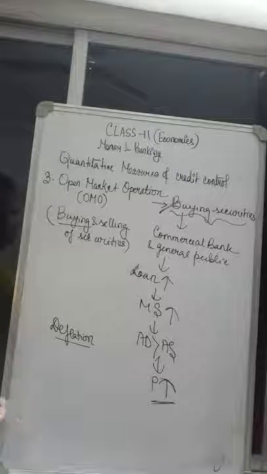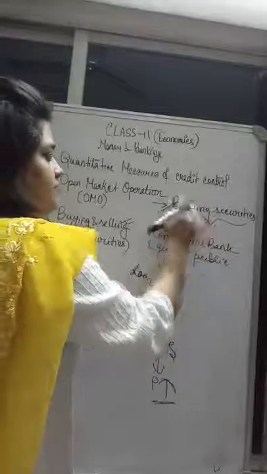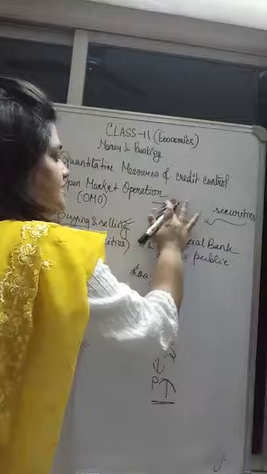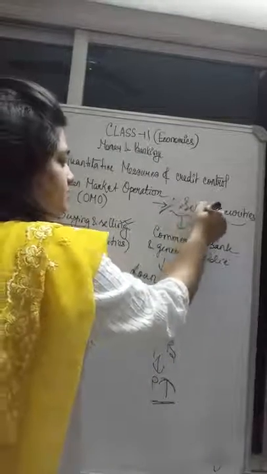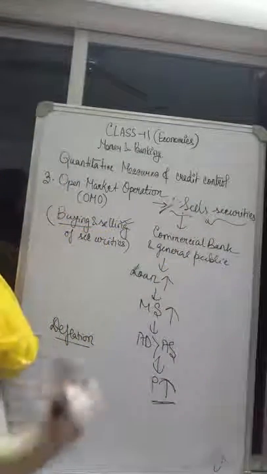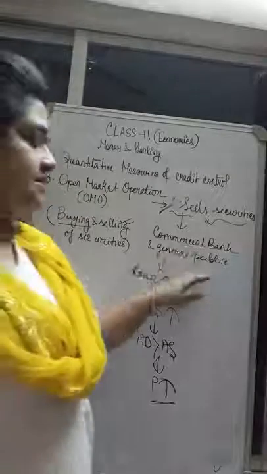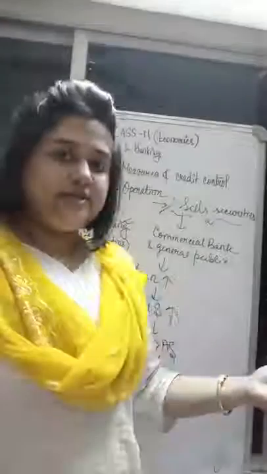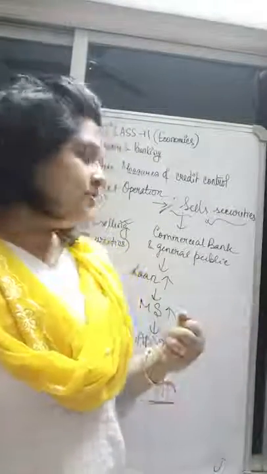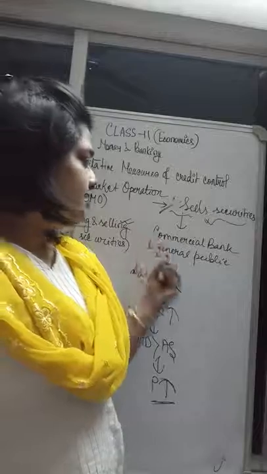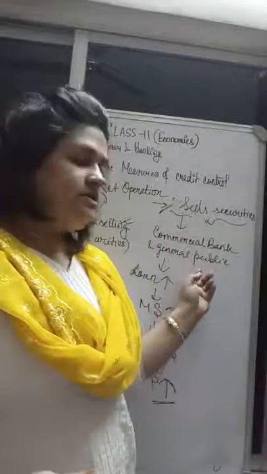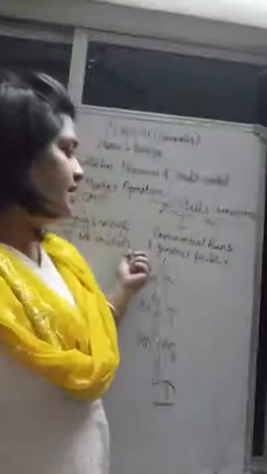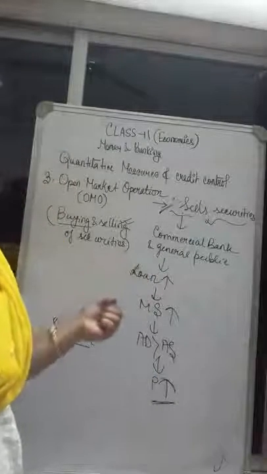Now just the opposite will happen if central bank in open market sells securities. So instead of buying now, if it tries to sell securities, we will see what are the results. Now it sells securities to whom? The commercial banks and the general public. Automatically what happens, when you are selling something, you get hold over money. So when the central bank sells to commercial banks and general public, it receives money from commercial banks and general public.